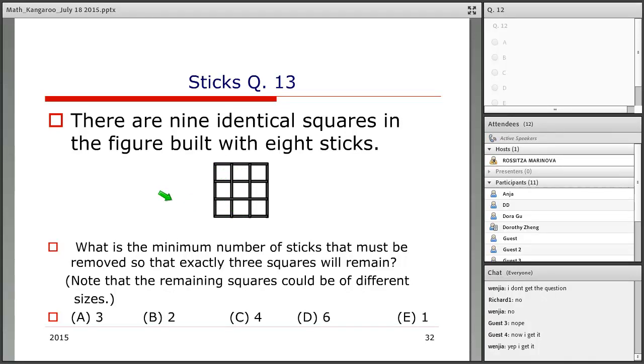Now your question is, what is the minimum number of sticks that must be removed so that exactly 3 squares will remain? Note that the remaining squares could be of different sizes. So when you remove a certain number of sticks, you will see only 3 squares, and these 3 squares could be of any size. How many minimum number of sticks should you remove in order to get exactly 3 squares? So think about it, draw the figure if required. I won't be able to give you a lot of time because I have only 5 more minutes left and we still have 3 more questions. So try your best.